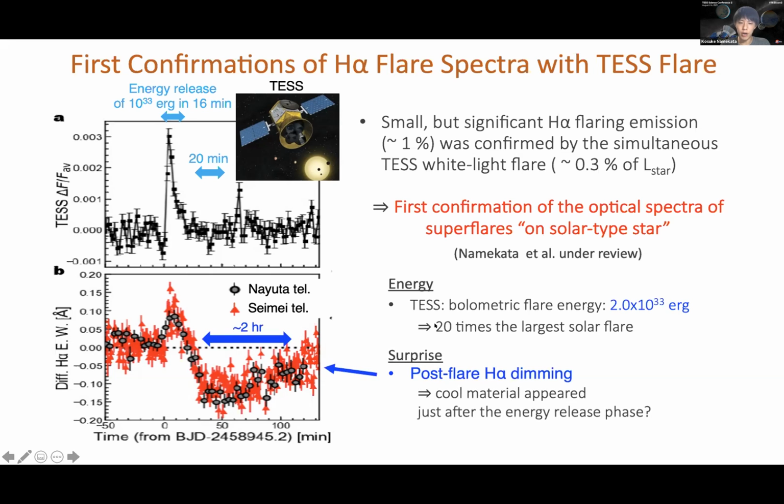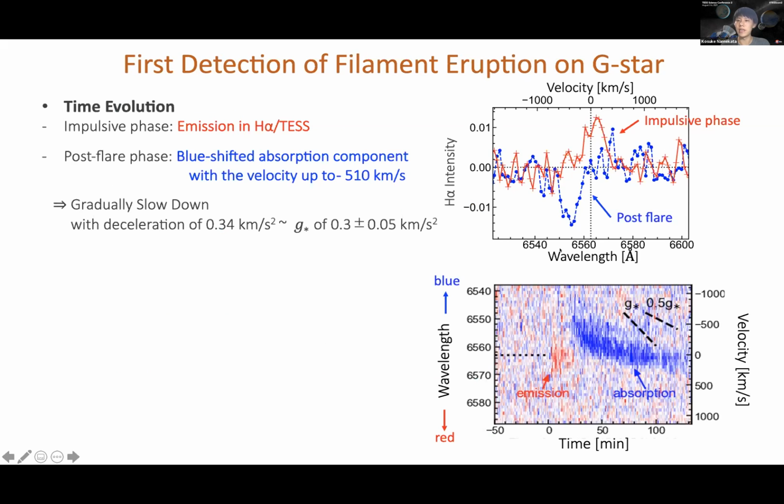And one of the biggest surprises in this observation is that there is post-flare H-alpha dimming after the flare for about 2 hours, although there is no dimming in the TESS white light. So this may mean that some cool material appeared just after the energy release of the flare. So let me show the H-alpha spectra of the flare. The right panel shows the pre-flare-subtracted H-alpha spectra in the impulsive phase and the post-flare phase. And here is the line center of the H-alpha. As you can see, there is a significant blue-shifted absorption component in the post-flare phase with a velocity up to 500 km per second. This indicates that some cool material is lifted from the star.